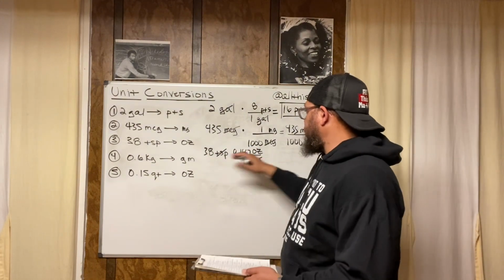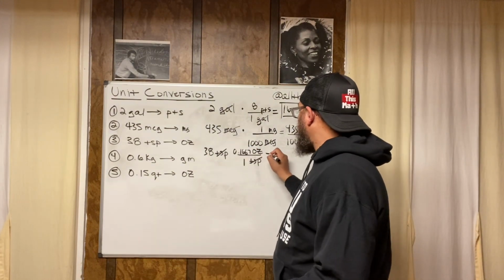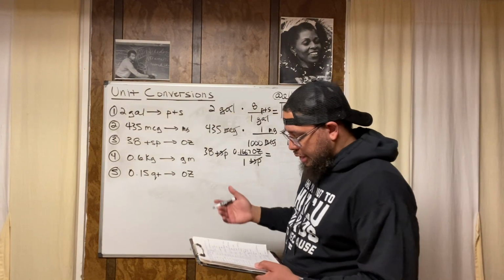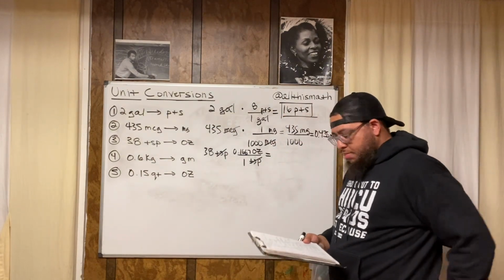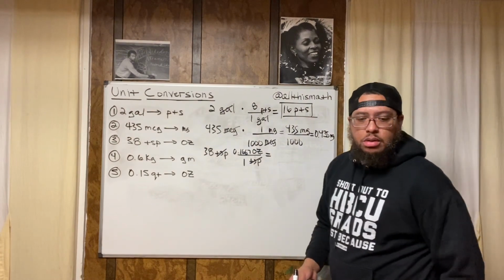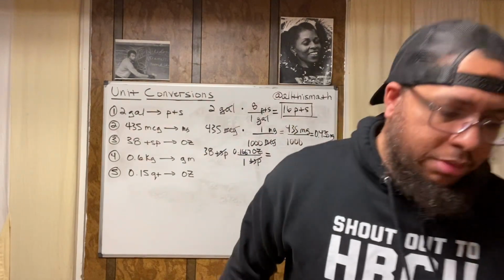All right, so now I'm gonna multiply straight across. The teaspoon's already canceled out. 38 times 0.1667. Okay, let me pull my calculator out. Where is my calculator? Oh, hold up.